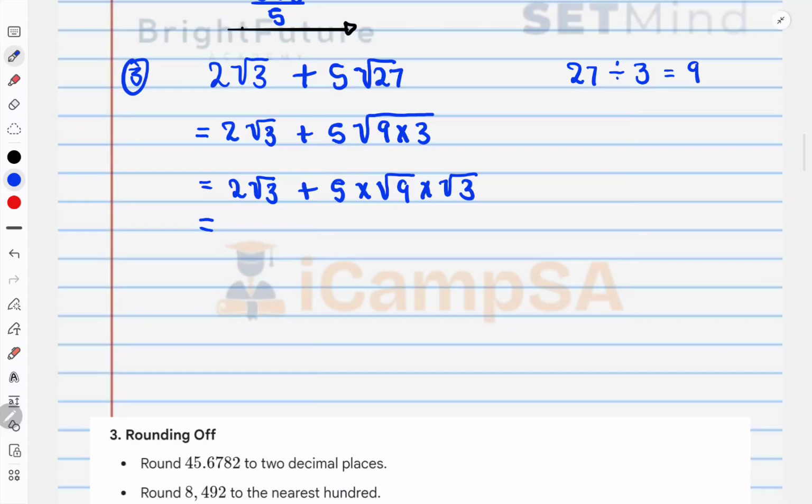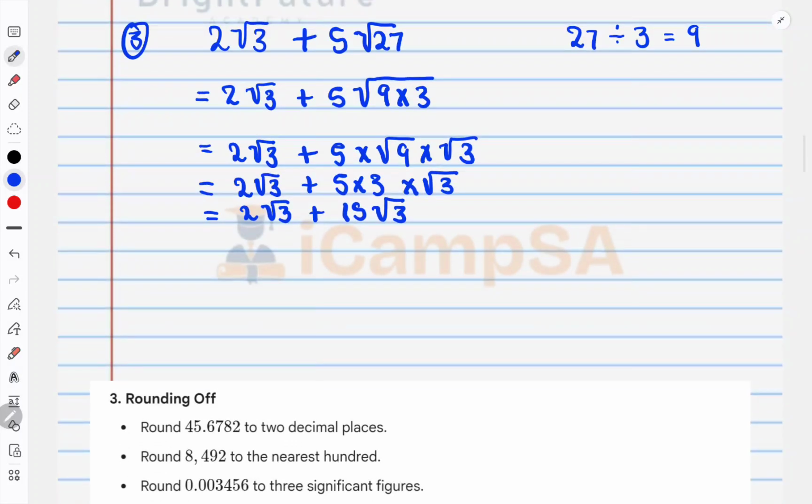Okay, and then we have what? 2 root 3 plus 5 times square root of 9, which is 3. That means it's 5 times 3 times square root of 3. And then now we have what? 2 root 3 plus 5 times 3 is 15 root 3.